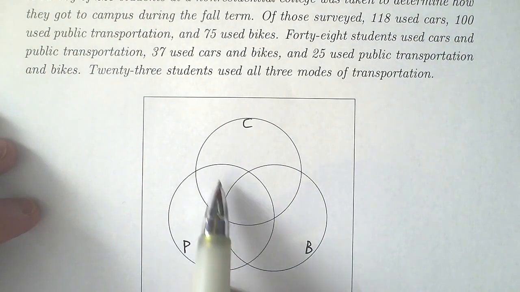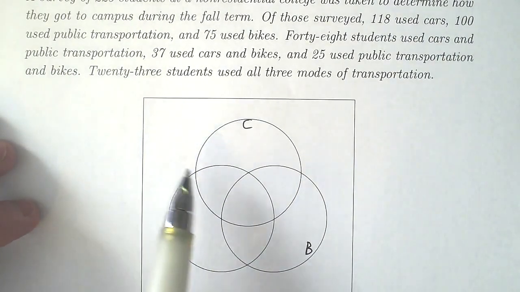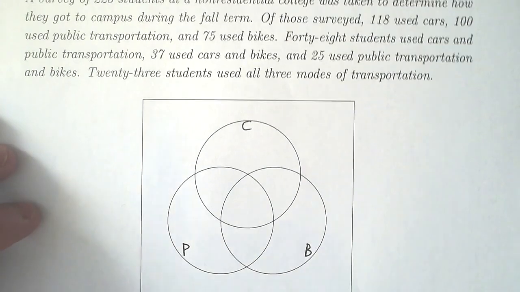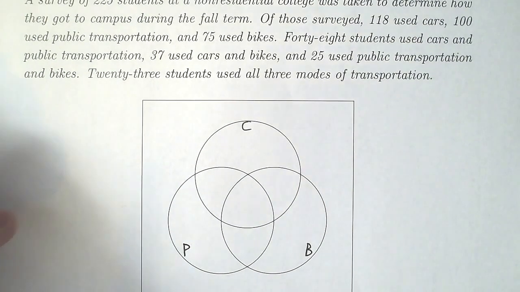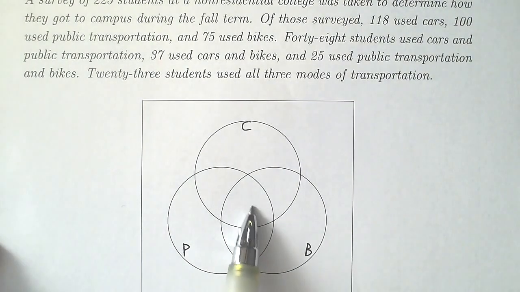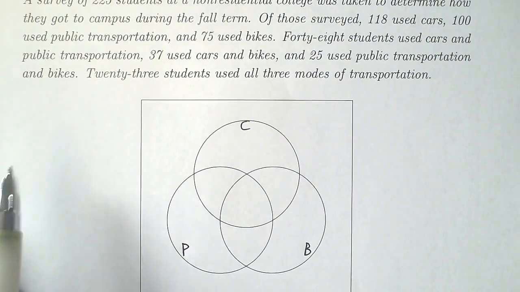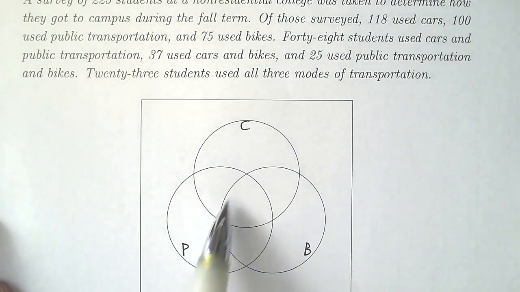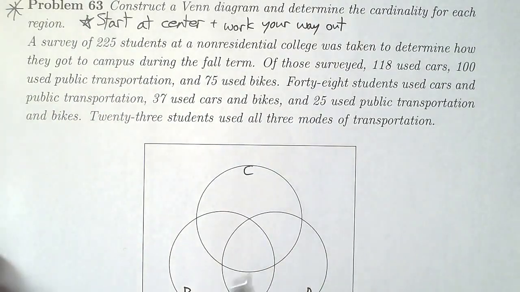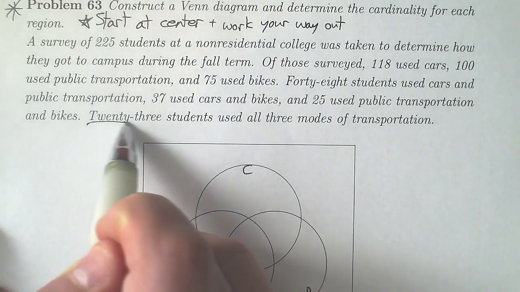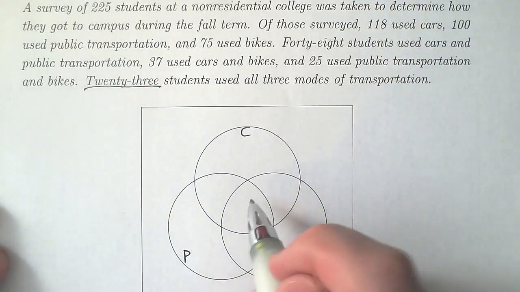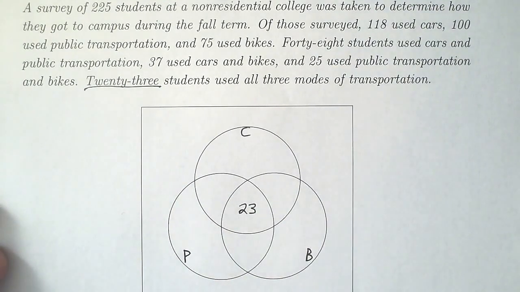And yeah, there's going to be some intersections. There might be some students who say they used 2 different kinds of transportation, or maybe all 3. Or maybe some students used none. We'll see. So, ideally, I would like to start at the center. Is that given? Do we know how many students used all 3? Reading through the whole thing carefully, yes, we know 23 students used all 3 modes of transportation. So, let's fill that in first, 23.